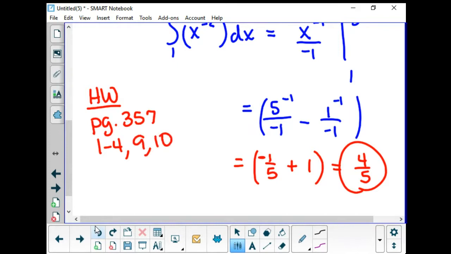And then 9 and 10, make sure when you do 9 and 10, you make and show the graphs, the graph and the area, and then your calculation.